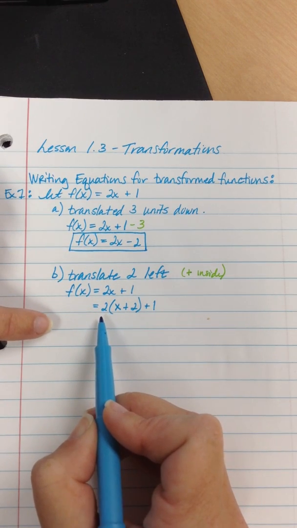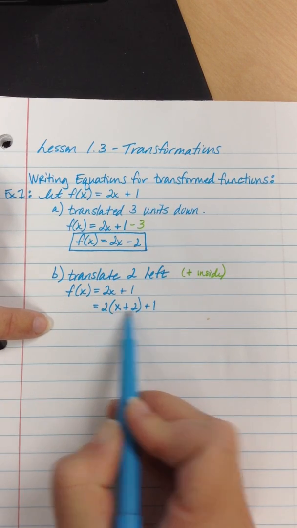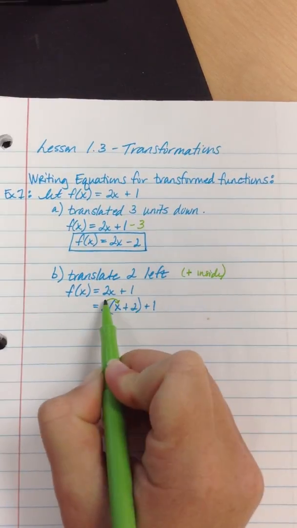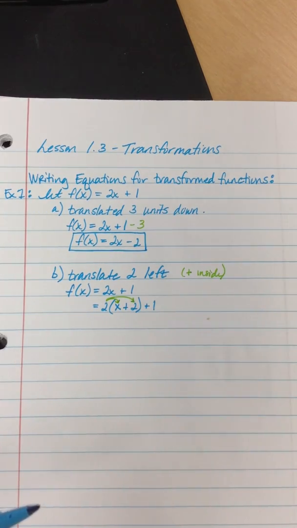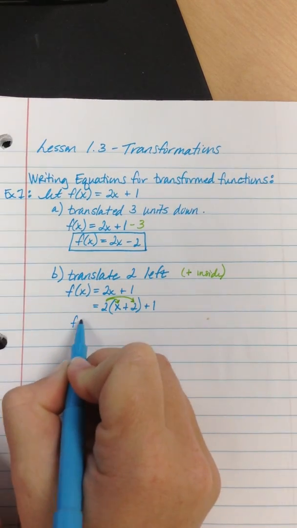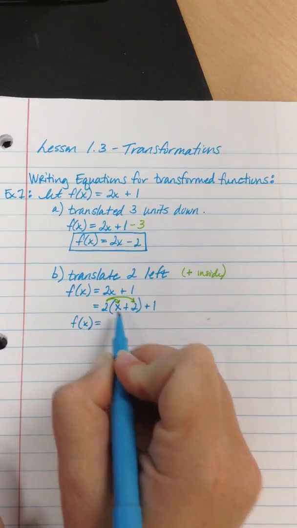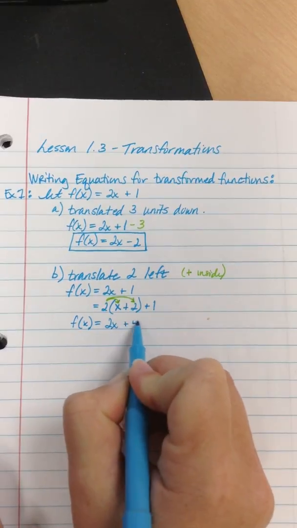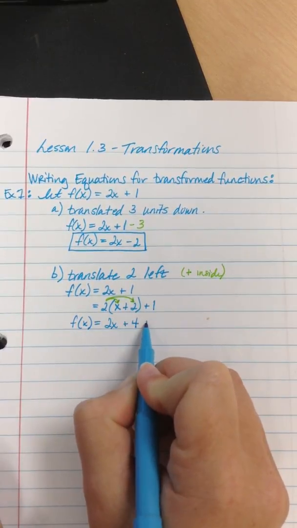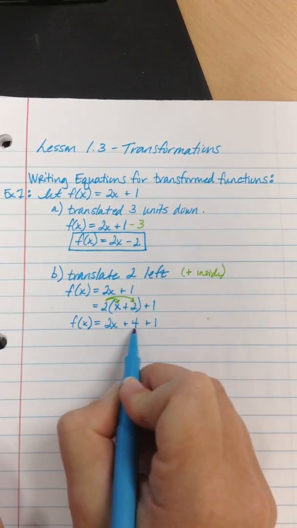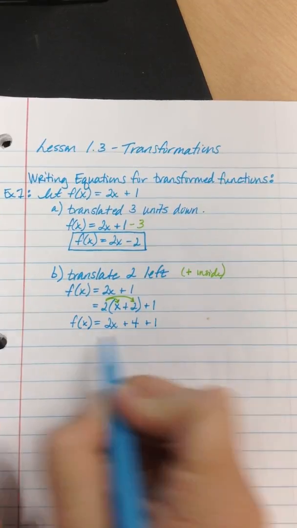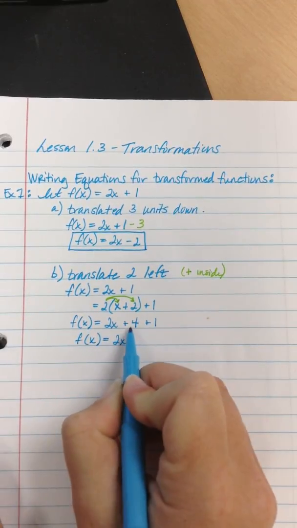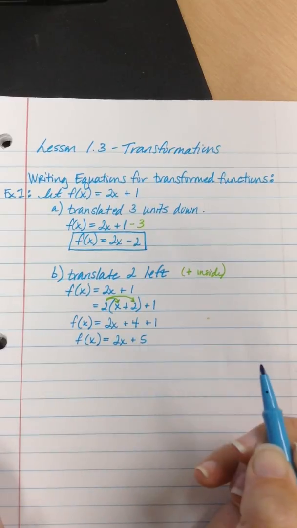Now, don't forget your Algebra 1 rules. Anytime you have a number outside of parentheses, you can't just leave it that way. You got to distribute. 2 times x is 2x. 2 times 2, 4. And then I have that plus 1. Lastly, these are like terms. We can't just leave 4 plus 1 hanging out there. So my final answer, f of x equals 2x plus 5. 4 and 1 is 5.